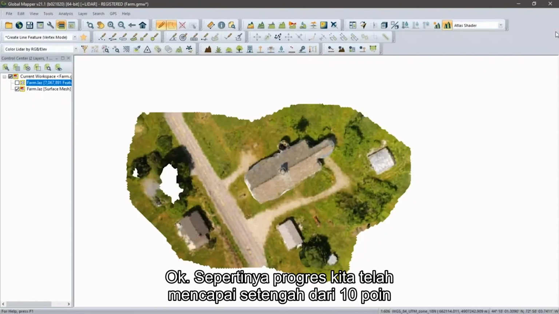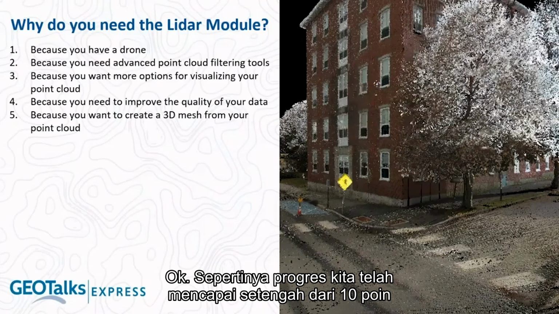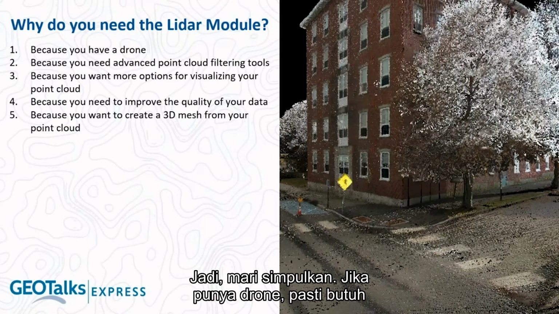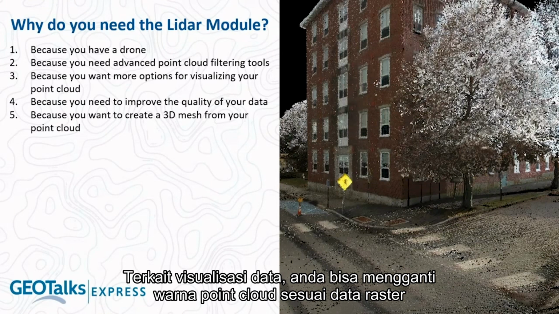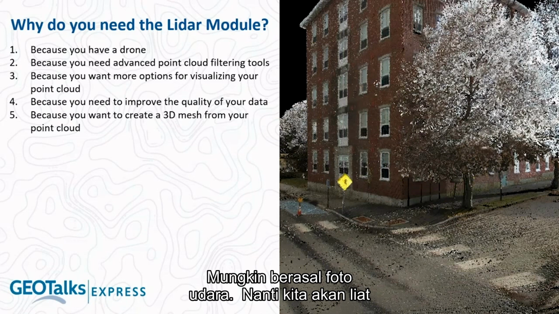Okay, I think we're making progress. We're about halfway through my top 10 list here. So again, summarizing, if you've got a drone, absolutely. If you need those filtering tools, Global Mapper, the LiDAR module's got lots of ways to filter your data. Visualization of your data. One thing I didn't show you, I have on my notes here, is the ability to color LiDAR. You have an option in the LiDAR module to actually apply color from an underlying raster, maybe an aerial image, to a point cloud. If I have a chance at the end, I might take a look at that one.